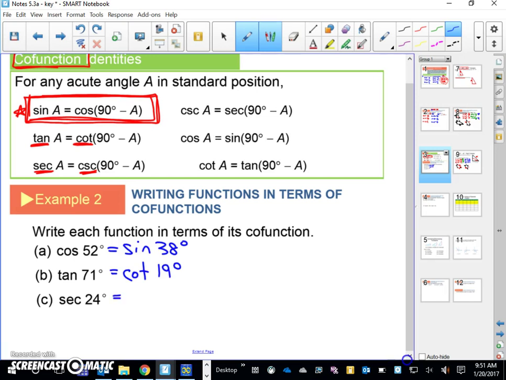Secant and what's secant's cofunction? Cosecant. And 24 plus 66 equals 90. Okay, that's it. That's it. Now, people really get confused and they don't understand the difference between a cofunction and a reciprocal function, so don't get those mixed up. I know sine and cosecant are reciprocal functions. That's not what we're talking about here. Cofunction is easier. Cofunction is sine and cosine. Tangent and cotangent, secant and cosecant.